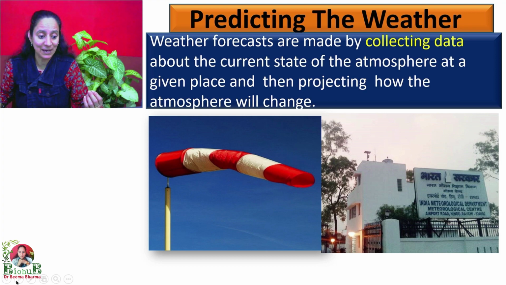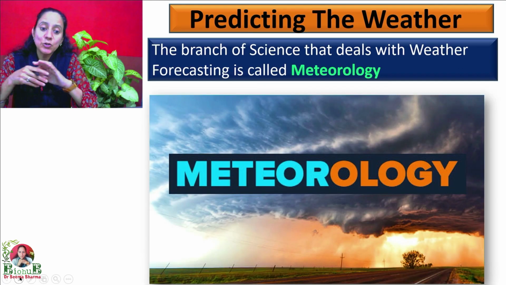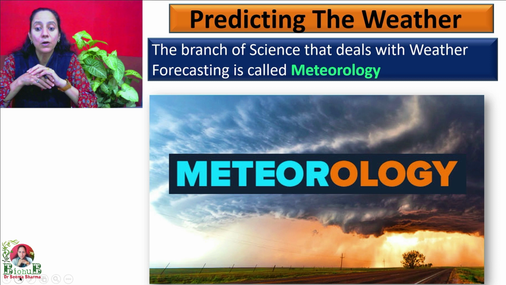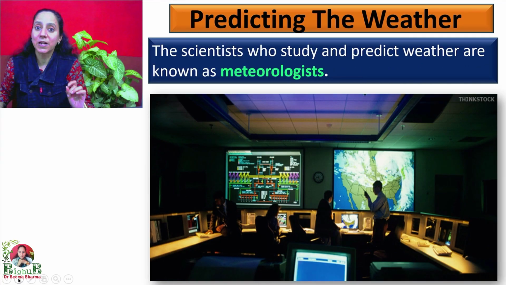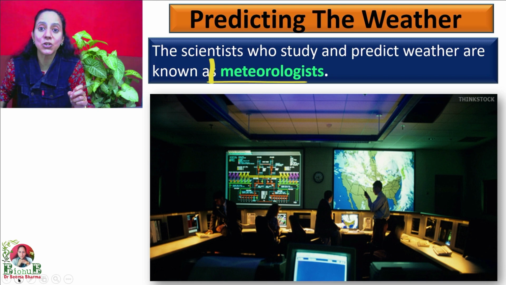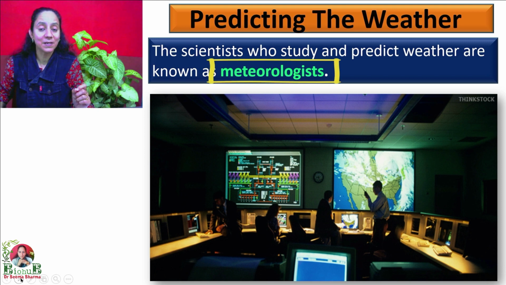Let's study that. The branch of science that deals with weather forecasting is called meteorology. So this is the branch of science which deals with weather and weather forecasting. And the scientists who study and predict weather are known as meteorologists, and the department is called, in short, the Met department.